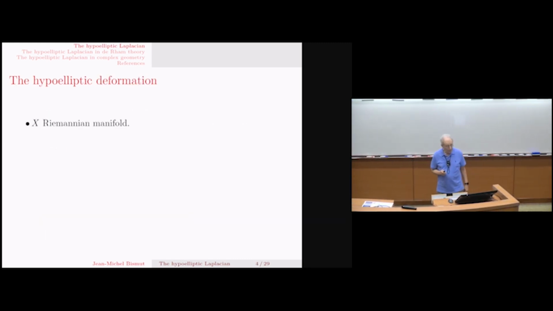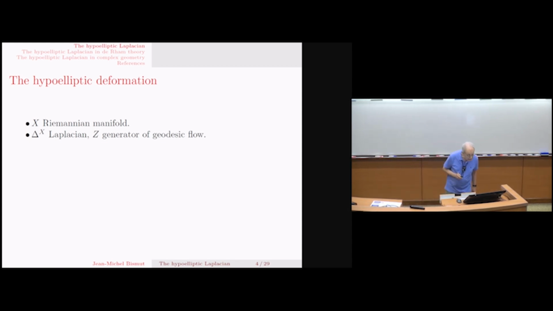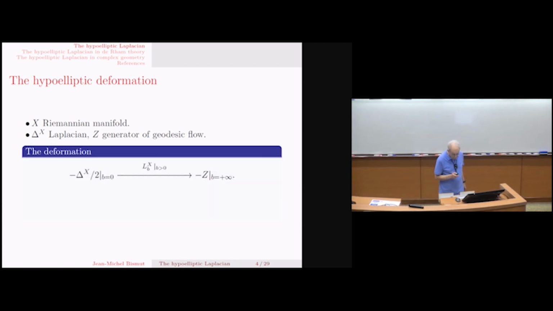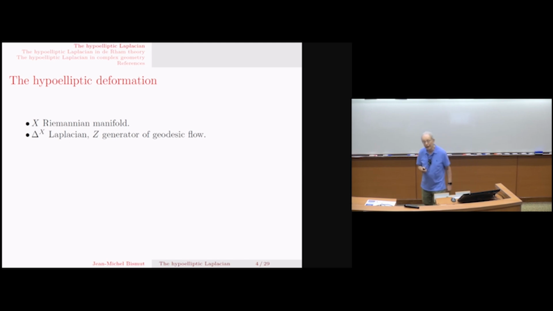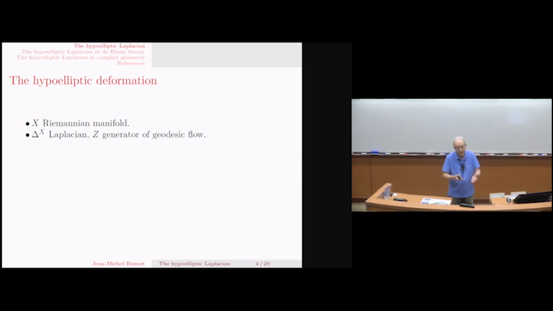So what is the hypoelliptic deformation? You give yourself again X to be a Riemannian manifold, and I consider the Laplace-Beltrami operator Δ_X, and also Z to be the generator of the geodesic flow. The generator of the geodesic flow is a vector field on the total space of the tangent bundle. So it's a vector field, but on a bigger space, not on the original space.